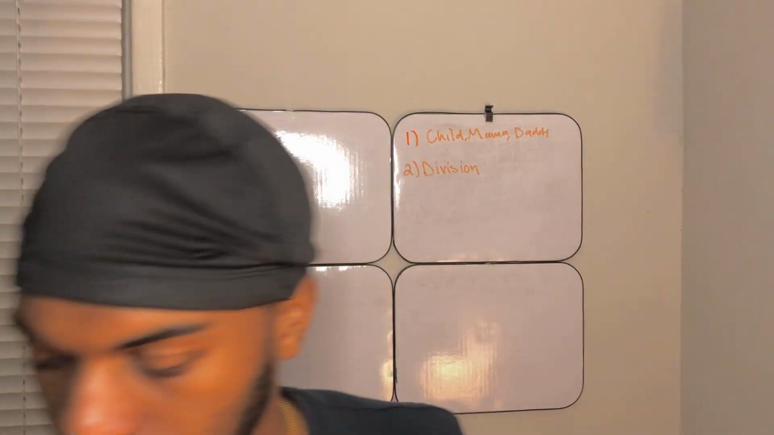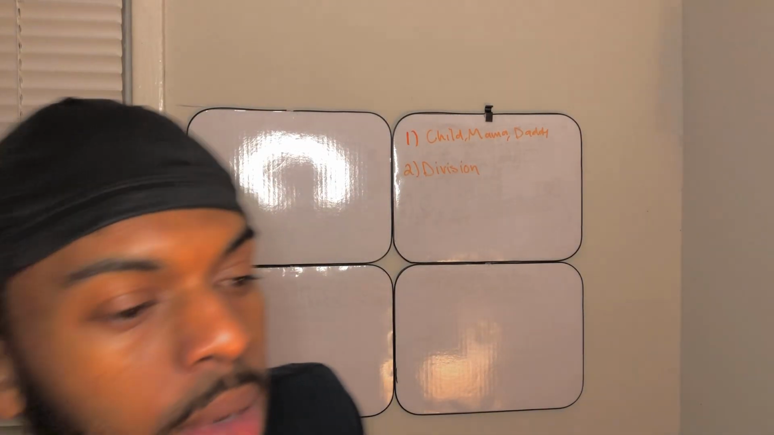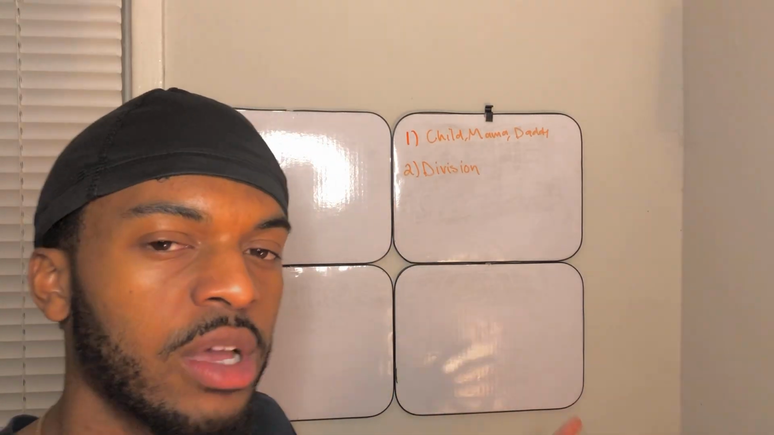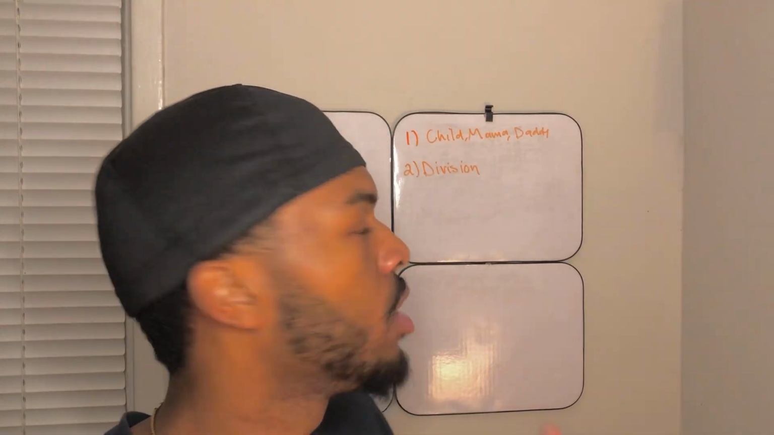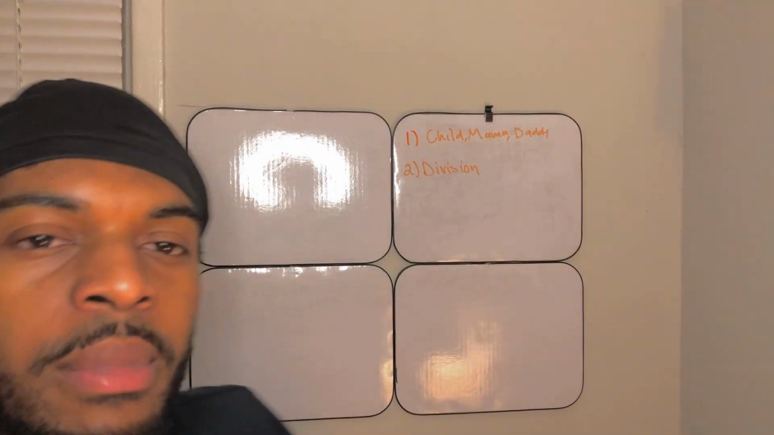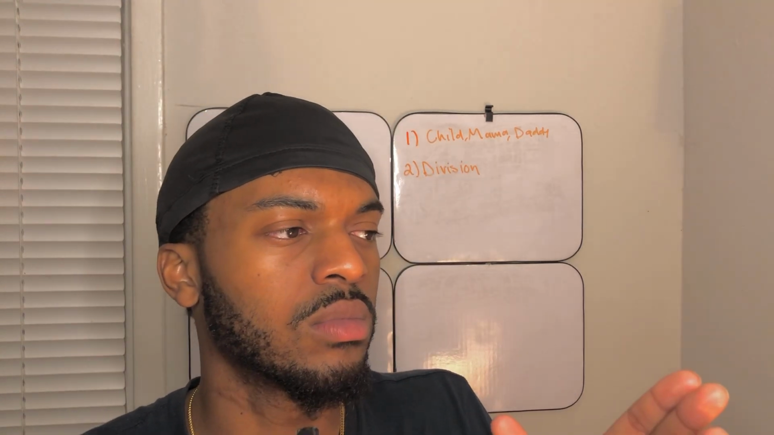But before I do them examples, I do want to give a little bit of information to recall. First, on how to conceptualize it. This is what we talked about in the last video. How you want to conceptualize factoring is like making a family or identifying a family: child, mama, daddy.